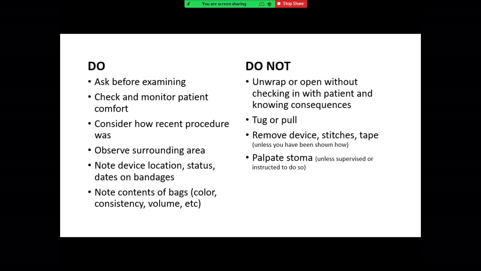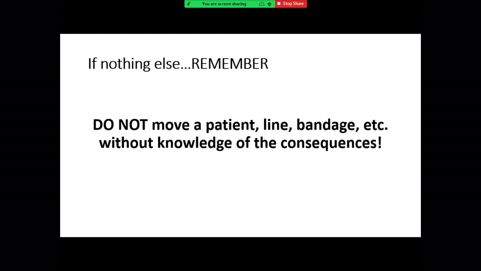Again, don't remove stitches, tape, those kinds of things. And don't palpate stomas unless you're trained to do so. That's something you'll often see on surgery, but until you're trained, we ask that you don't do that. And if nothing else from this lecture, remember: do not move a patient, line, bandage, etc. without knowing the consequences. That's the big thing with complex patients. If you don't know what could happen, don't do it.